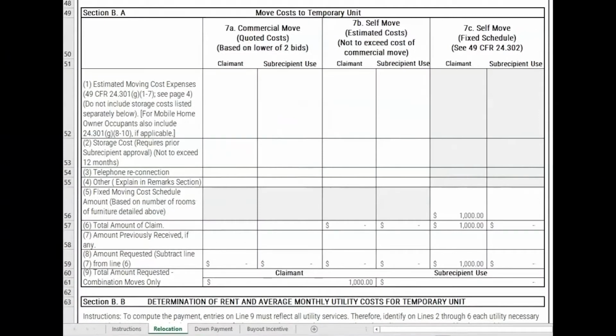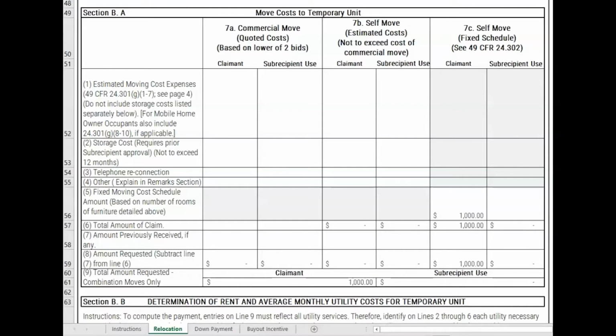Note, if a room contains an unusually large amount of personal property, for example, a crowded basement, the subrecipient may increase the payment accordingly, such as counting it as 2 rooms instead of just 1. Or, on the other hand, for households occupying a dormitory-style room who also have minimal possessions, or where the move is performed by the subrecipient at no cost to the displaced person, the payment amount is limited to the amount specified for such moves on the fixed moving cost schedule, which is currently set at a $100 limit.